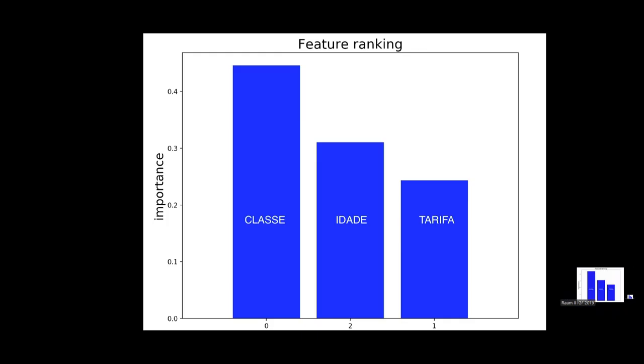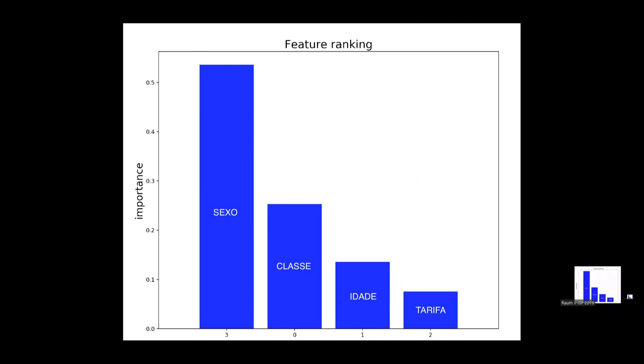To understand the importance of design, I took a simple model, the decision tree, one of the simplest methods in machine learning, and trained it using three variables: class, age, and fare. Sorry, it's in Portuguese. That gives one behavior of the system. When I decided to add a different variable, for example sex, the system had a completely different behavior. You see here that sex is the most important feature in this model.